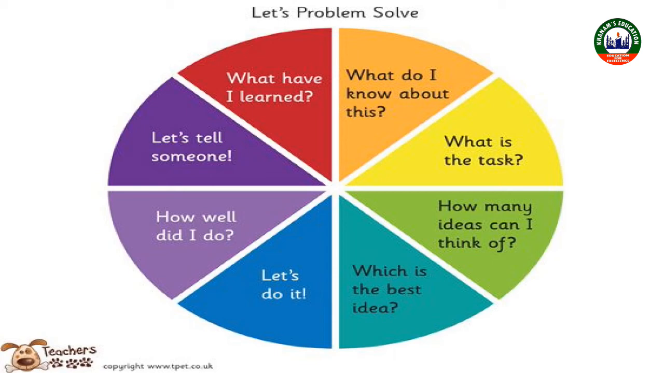Fourth is now after understanding the nature, after collecting the relevant information, we should think out the various solutions to the problems. We should formulate the hypothesis, how we can solve the problem, how we can get the solution of the problem. And fifth is selection of the correct solution. Now after formulating the hypothesis, we have to select the correct solution for the problem.